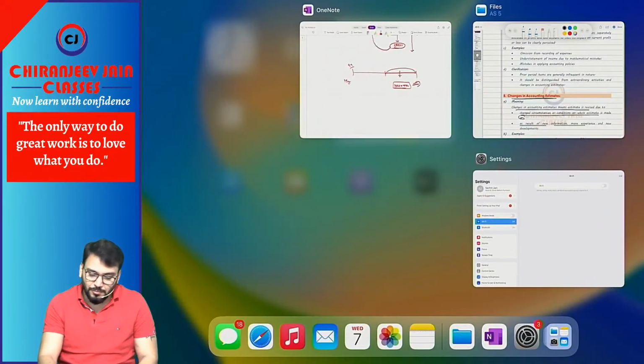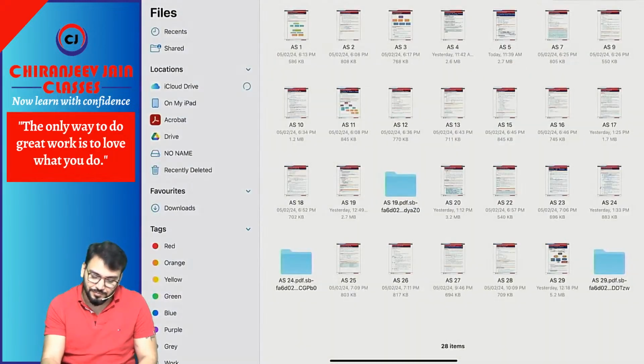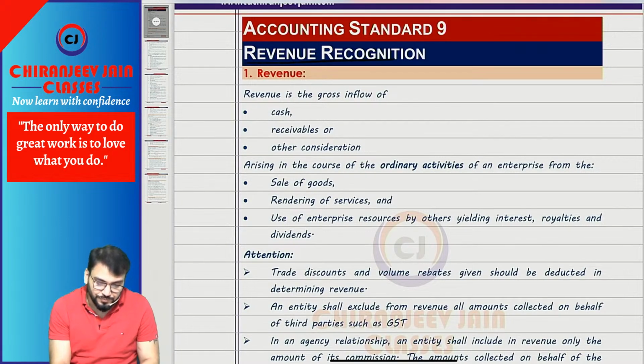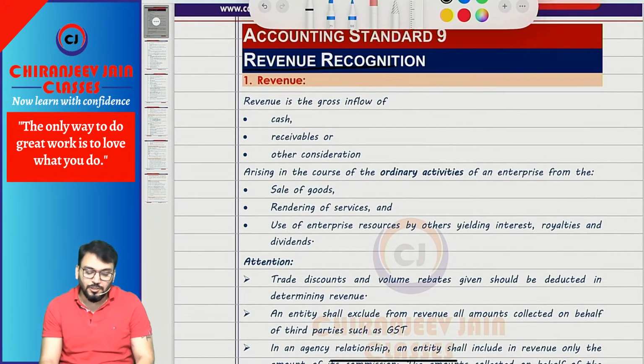Done. Now let us come to AS9. AS9 is revenue recognition. Revenue recognition is important also from the exam point of view.